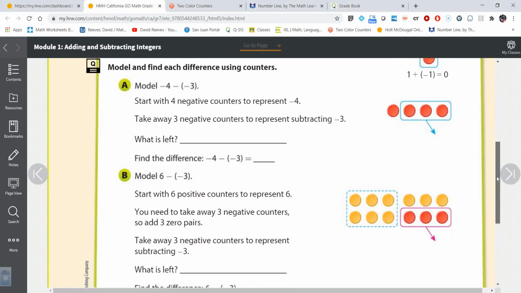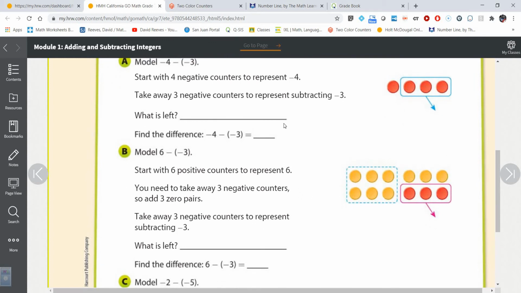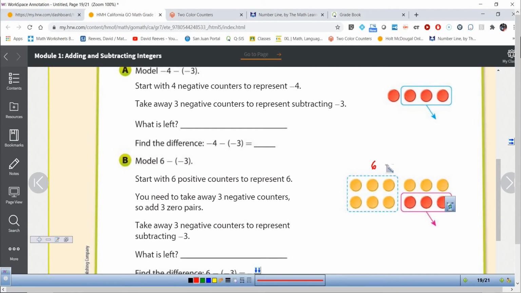Where you run into a problem is when you're trying to take away something that you don't have. For example, in this problem you have 6 positives and you're trying to take away 3 negatives. I've got 6 yellows and I want to take away 3 reds, and they're not there. This is where it gets a little tricky with counters. But everybody knows that 6 plus 0 is 6. So if I don't have the 3 reds that I need, I'm going to go ahead and put them there.